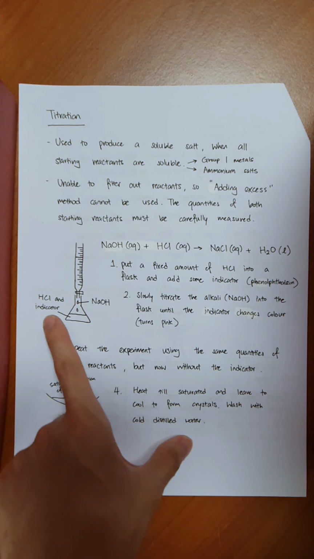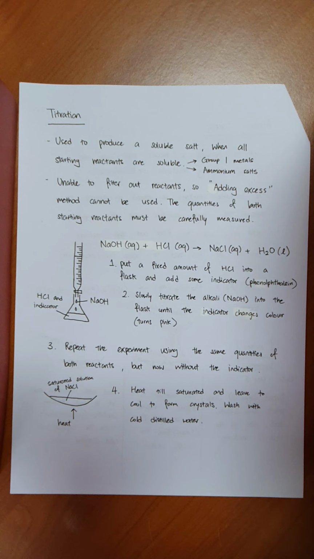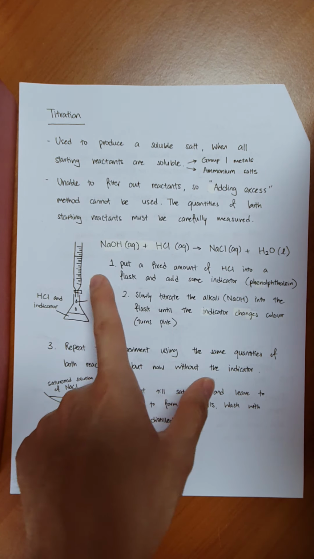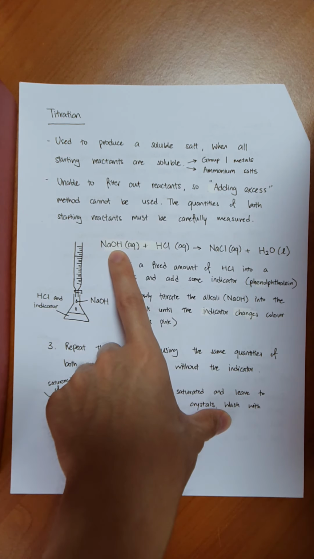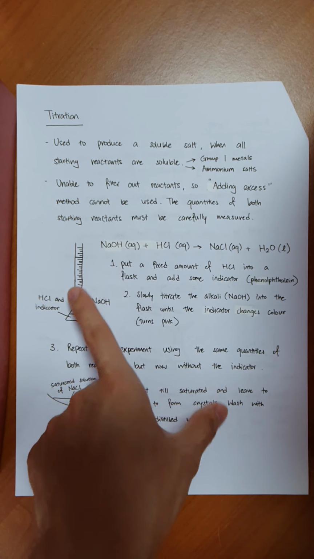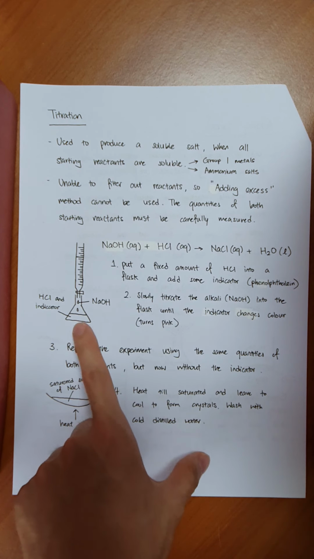And then once the indicator changes color, it tells you that this amount of NaOH is just nice already. Any more, and there will be an excess of NaOH. Because a base has a pH of more than 7. When you have an excess of a base down here, what happens is it's going to push the pH level here up over 7.